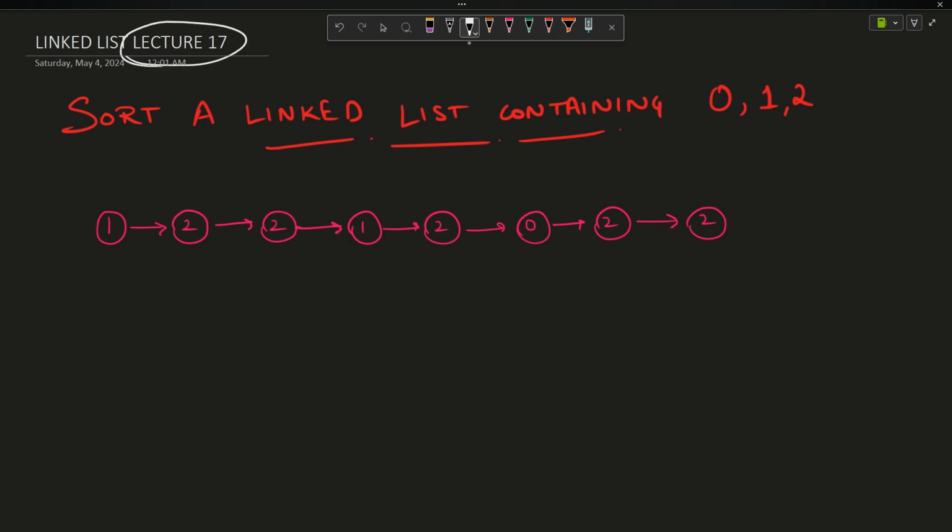Quite a long series, right? So the question for the day is: sort a linked list containing 0, 1 and 2. Given a linked list, it can only contain 0 or 1 or 2, and you will have to sort it.